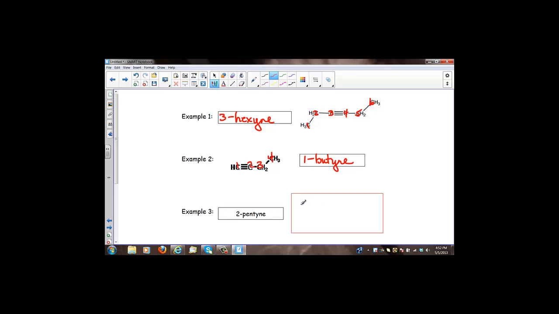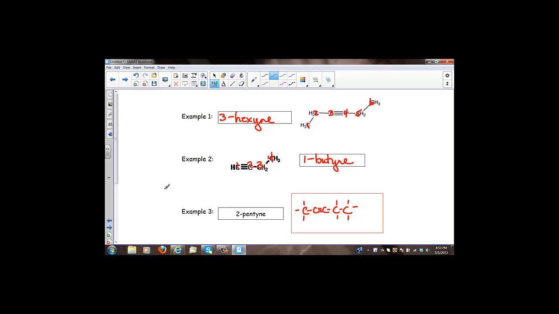2-pentyne. So I'm going to draw 5 C's. 1, 2, 3, 4, 5. I have the triple bond on the second carbon, and then I'm going to add my C's, my H's. Connect all these. So this has 1, 2, 3, 4. It's good. That's what it would look like.